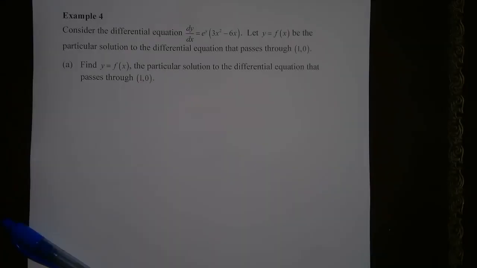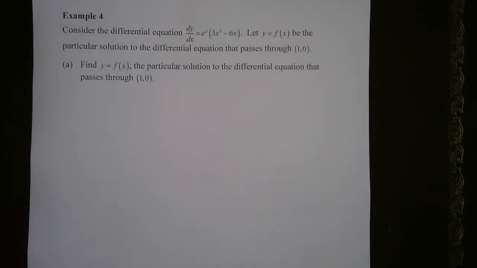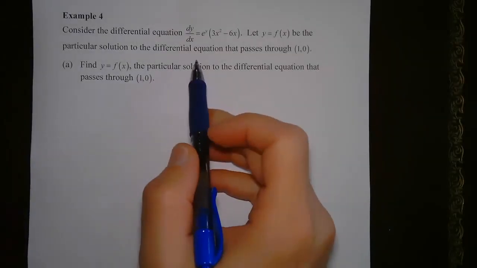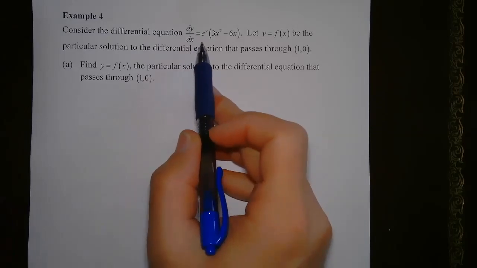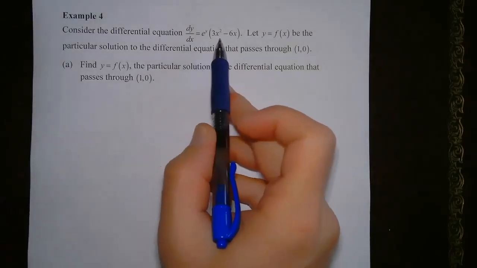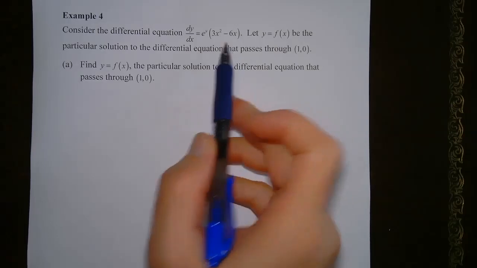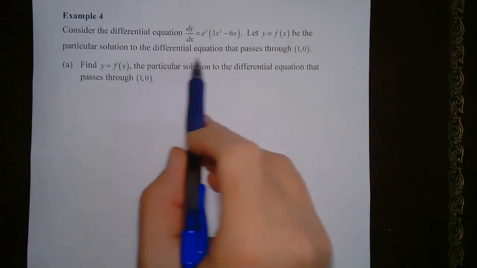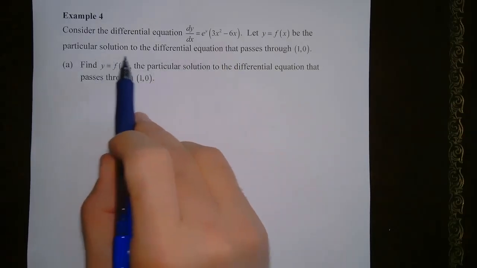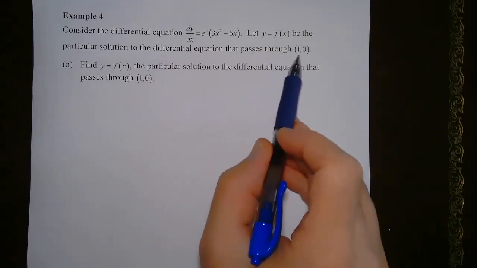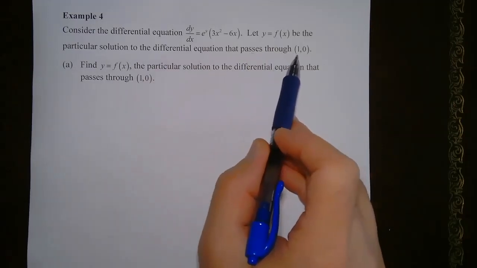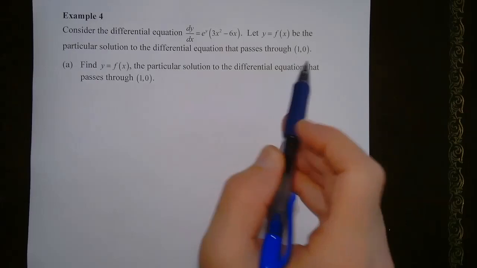Okay. All right, for this final example, we have the differential equation dy over dx is equal to e to the y times 3x squared minus 6x. And we want to find the particular solution with this initial condition 1, 0. Okay, so it needs to pass through the point 1, 0.